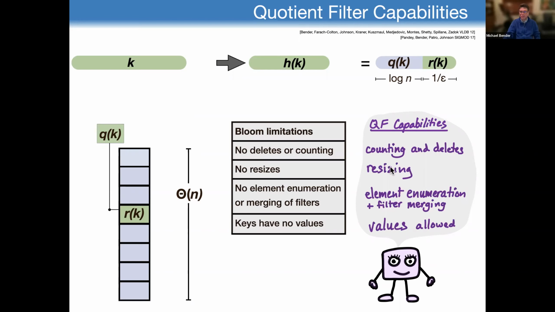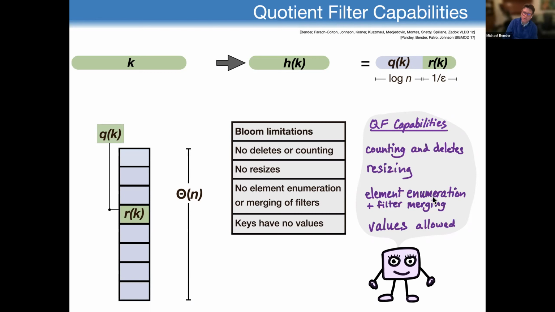And so basically resizing just means changing the size of this hash table where you store the fingerprints, and then the remainder, which is the part of the fingerprint that you store explicitly, increases by 1 or decreases by 1.